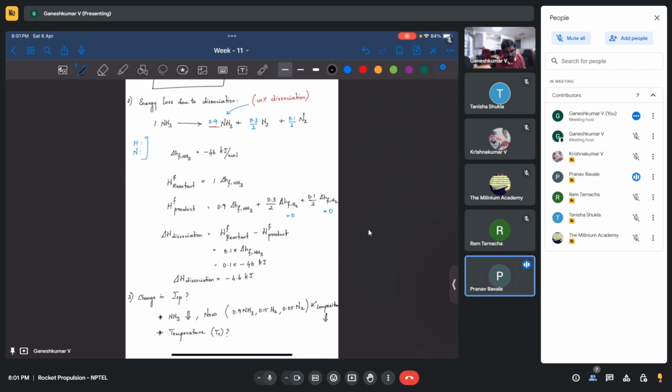So we can calculate the final temperature from 300 to T final, or T chamber. But you see, from 300 to a certain temperature the mixture is not getting heated up. Ammonia alone is getting heated up from 300 to that temperature. After that, some dissociation has happened, and then it has reduced to a lower Tc, right? How do we say it's going to be m dot into Cp delta T? We cannot say that again, right?